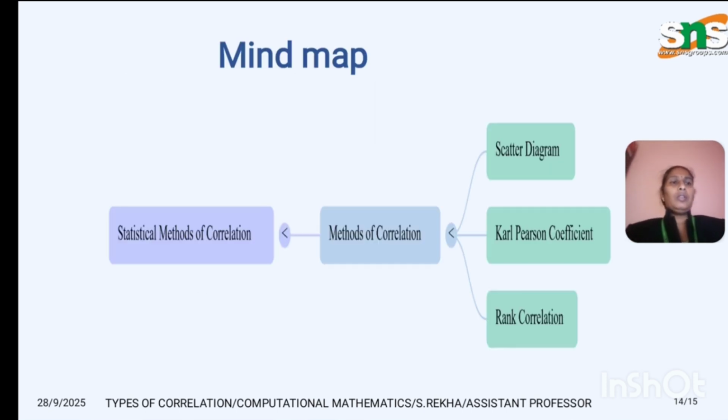So these are the concepts behind it, and we are just mentioning the mind map here. The statistical methods are the methods of correlation: scatter diagram, coefficient, and rank correlation. So this is the recap of the concepts we have learned so far in the PPT.